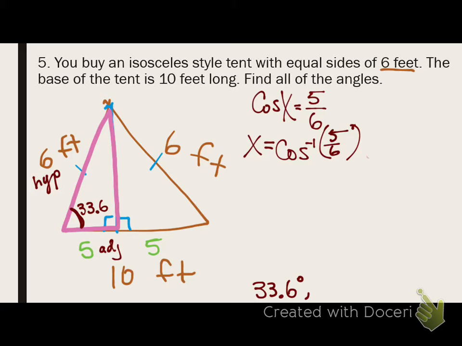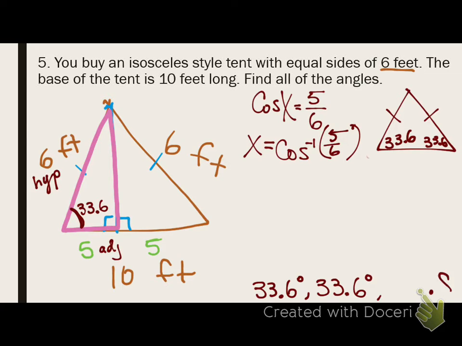So remember, big picture. We had an isosceles triangle. That means if the bottom left is 33.6, the bottom right is also 33.6. So add them and subtract from 180 to find out what that top angle is. Something point 8. 112.8. This calculator is absolutely terrible.